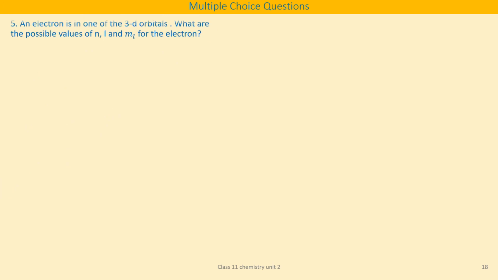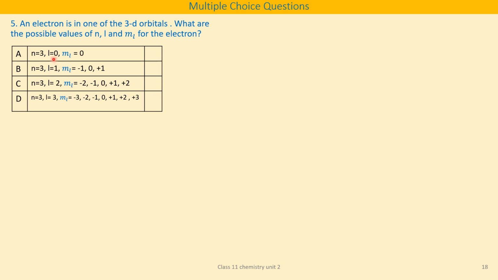Next question. An electron is in one of the 3d orbitals. What are the possible values of n, l and ml for this electron?